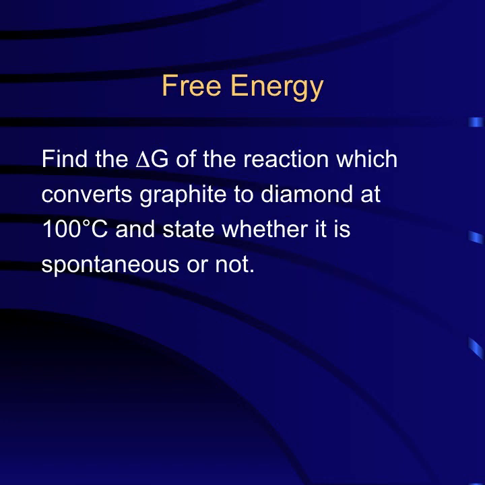If you find the delta G of the reaction that converts graphite to diamond at 100 degrees Celsius, state whether it's spontaneous or not. Well, I hope you can tell me that this one is going to be non-spontaneous. Think about that. Is your pencil lead going to turn into diamond at 100 degrees Celsius? No, silly. Think about it. Once you've worked it out, you should get 3.49 kilojoules. It's positive. It means that it will not happen without outside intervention.